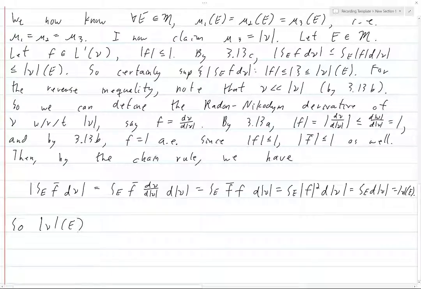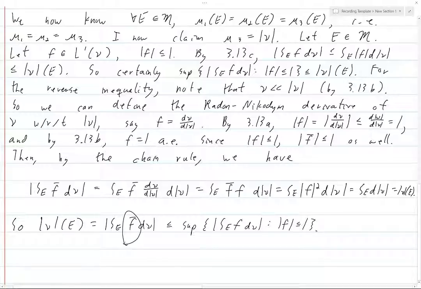So we have this equality, and this is certainly less than or equal to the supremum over all such things. I haven't quite reflected on why this function should maximize the value of these things and obtain this maximum value, but just looking at it, it works. What does this mean? This is exactly the inequality in the other direction.